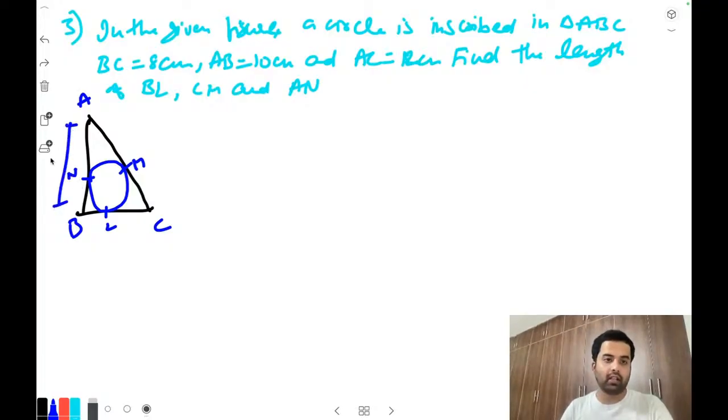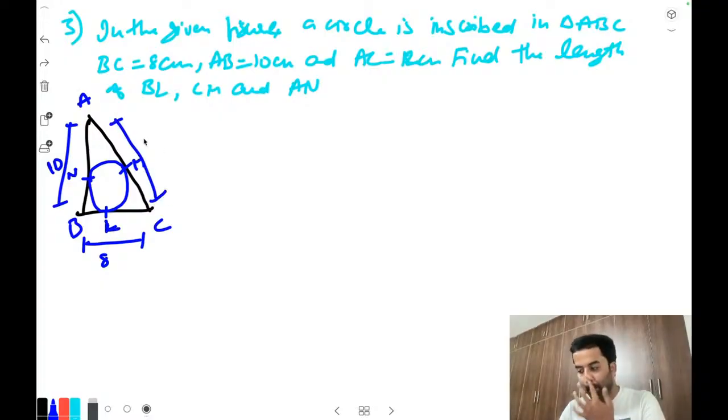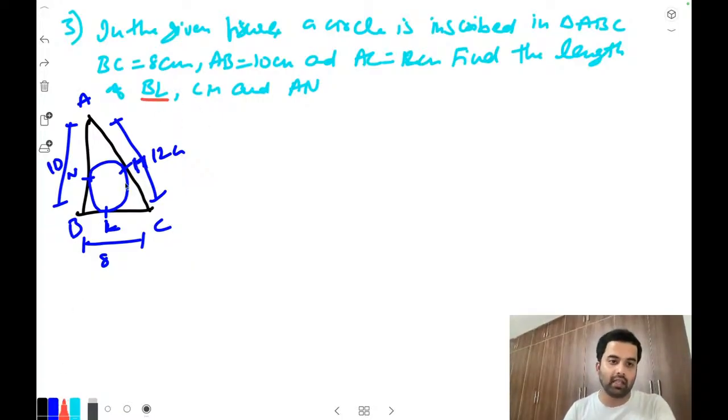AB is provided. What is that? 10. And BC is 8. And AC is also provided. It is 12. The question is asking about, let me make a mark with this red color, BL, which means this one, CM is this one, and AN is this one. The question is asking to find the length of all the parts. This is M.